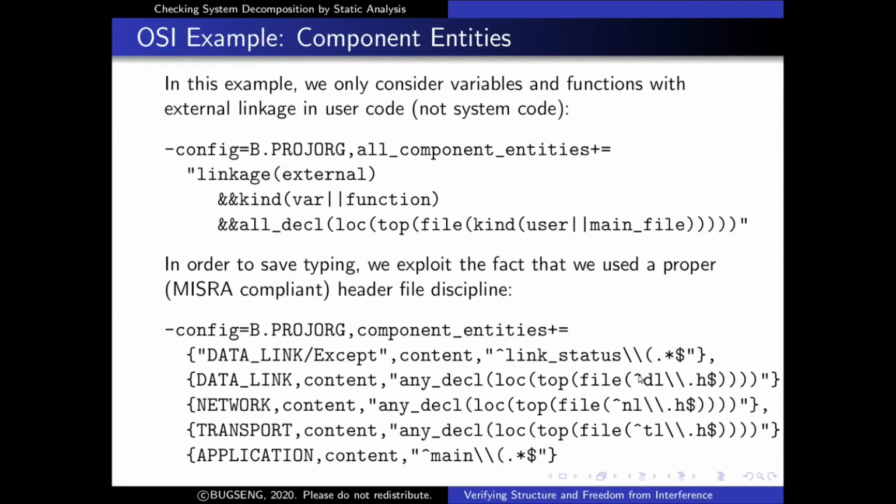Then everything else that is declared in the dl.h header file goes into data link. Similarly, for the network and the transport layer, they all have another file, this for convenience. So there are other ways of putting program entities into components, but if you follow a certain discipline, which by the way is also recommended by MISRA, it will be very easy to define if you have a correspondence between header files and the layers to do this. And then finally, the main function is in the application layer.